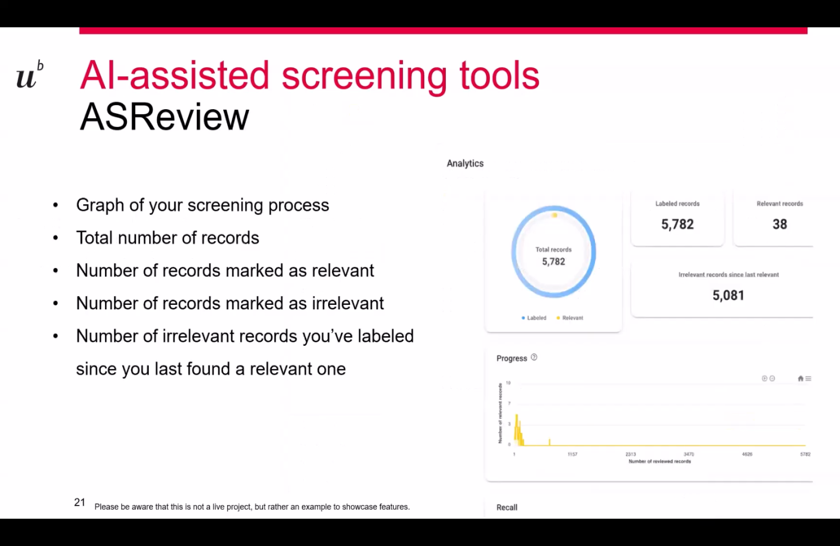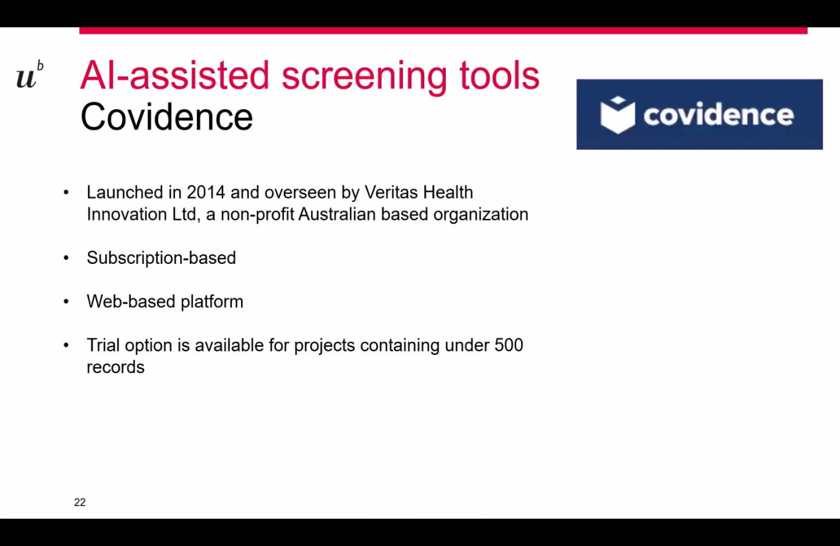And as I mentioned, they do have analytics, and this could be helpful if you do or have planned a stopping criteria. So the graphics will show the number of records that you have, the number of results that you've labeled as relevant, irrelevant. And so this could be important to you if you are thinking of implementing something like this. On to Covidence. This was launched in 2014.